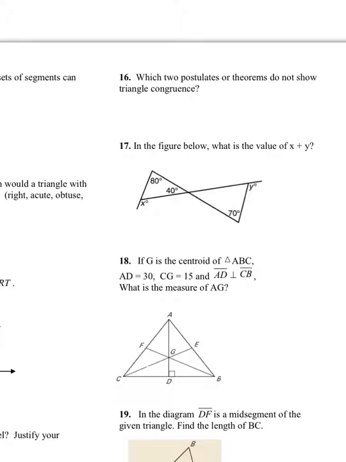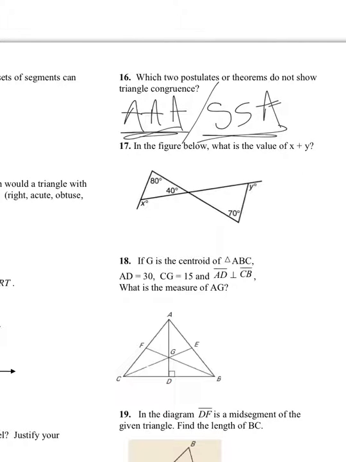All right, so now on to question 16. Which two postulates or theorems do not show triangle congruence? All right, it's AAA and SSA. Neither of those will show triangle congruence. Yeah, so you just got to memorize those, right? AAA, and SSA, of course, the word backwards.